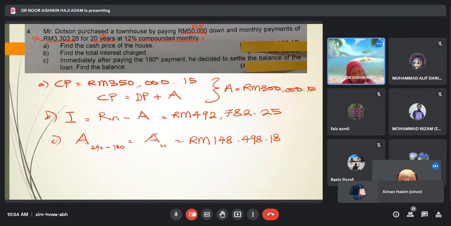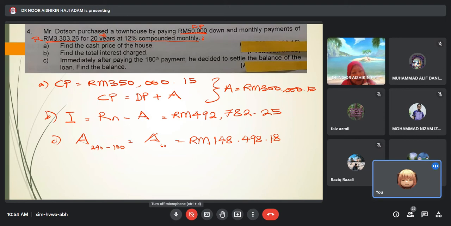Any other question about number 4? Betul. Itu adalah the loan amount. Loan amount tu adalah A. Kenapa A? Sebab dia present value. Dia value yang perlu dibayar balik. So dia menjadi present value. So you punya soalan tadi apa?